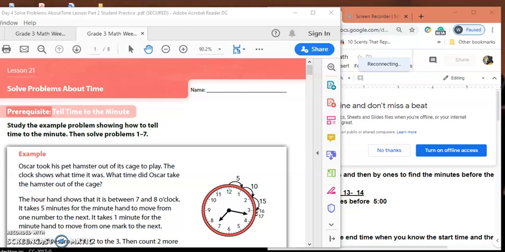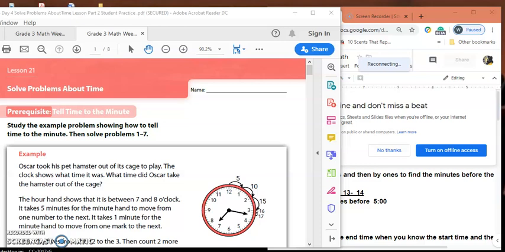Our standard for today is MGSE3.MD3.MD1. And our lesson for today is practice lesson 21. Those are the red pages, solving problems about time. They're pages 233 to 240.